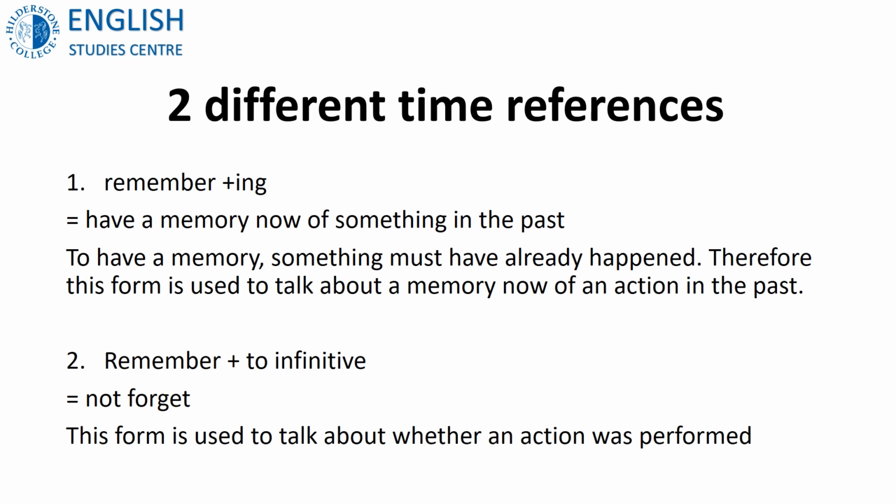So we've got two different time references really here. If you use remember plus ing, because we're talking about a memory now of something in the past, the something must have already happened. But the remembering is now. So we often use remember in the present tense for this one.